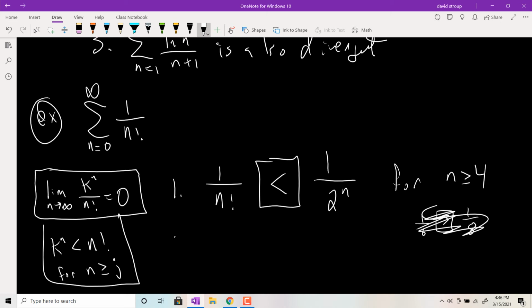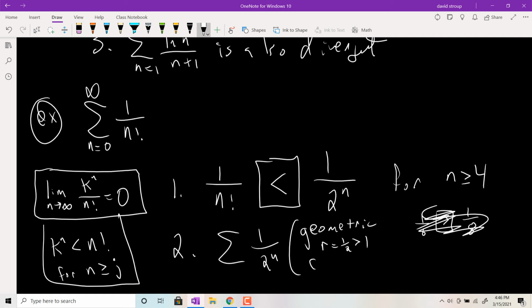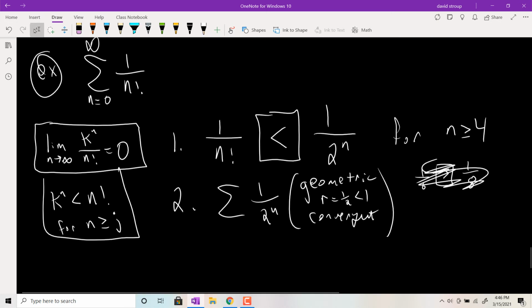Secondly, the series 1 all over 2 to the n is geometric. The r value is 1/2, which of course is greater than 1, so it's convergent. Sorry, less than 1, so it's convergent. The r value needs to be less than 1. So you have a series on top of the other series that's convergent, and that forces the one below it to be convergent. So hence, the series 1 over n factorial converges.